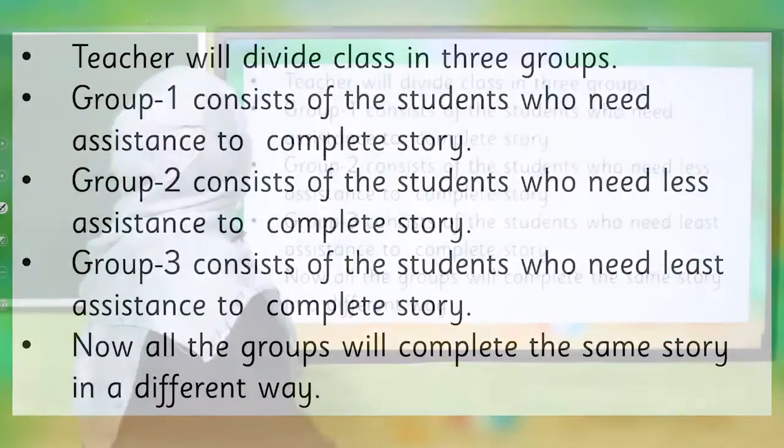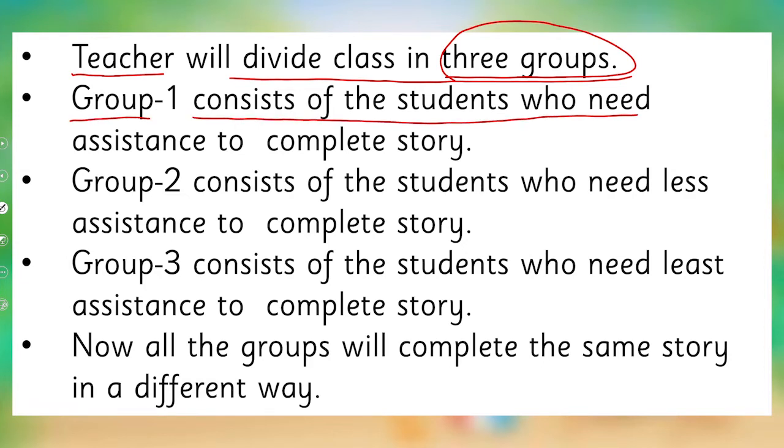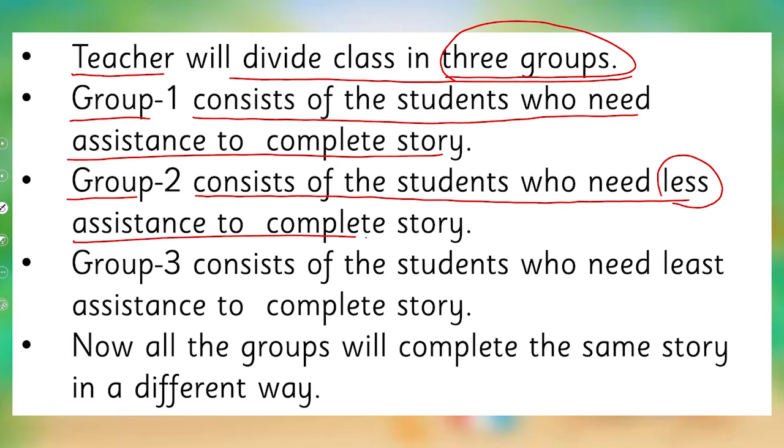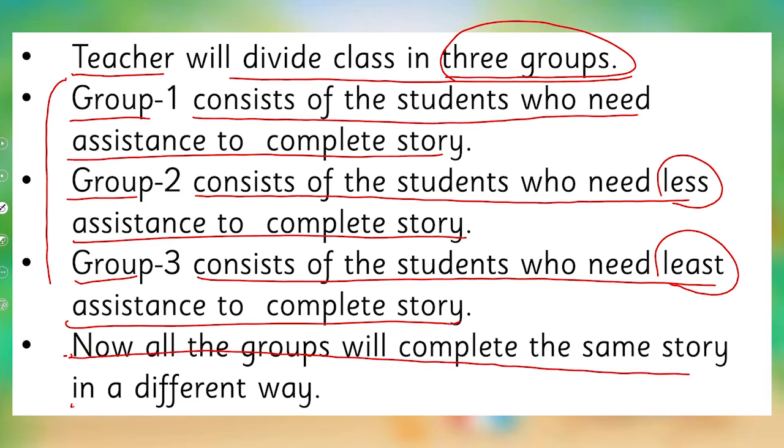What we are going to do, your teacher will divide the class into 3 groups. Okay, teacher, keep in mind, group 1 should consist of the students who need assistance to complete the story. Group 2 will consist of the students who need less assistance to complete the story. And group 3 consists of the students who need least assistance to complete the story. After making 3 groups, all the groups will complete the same story in a different way.